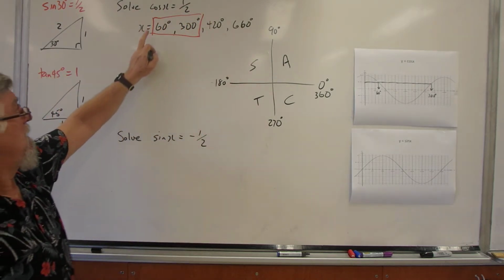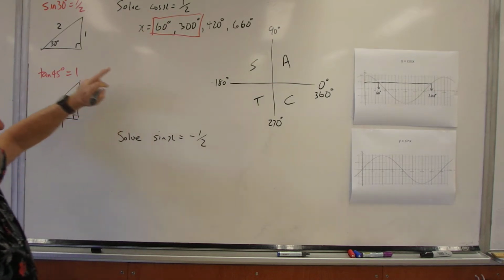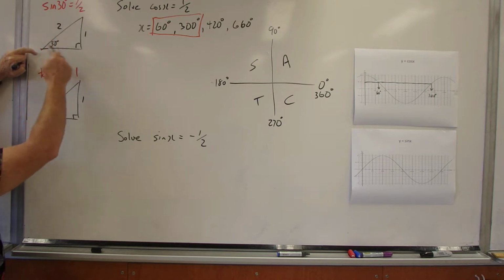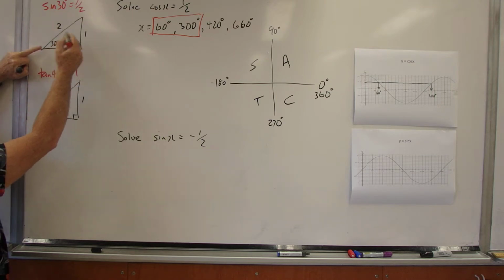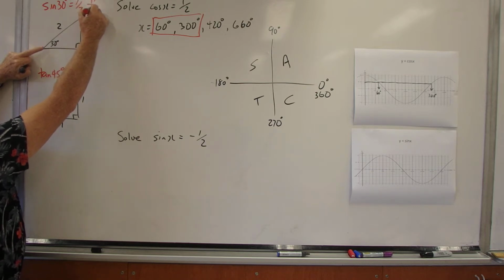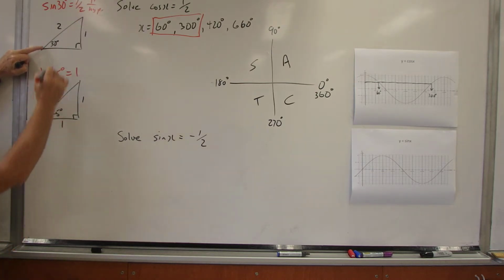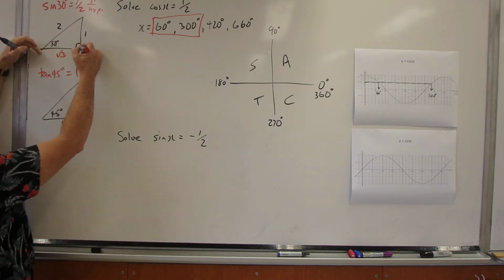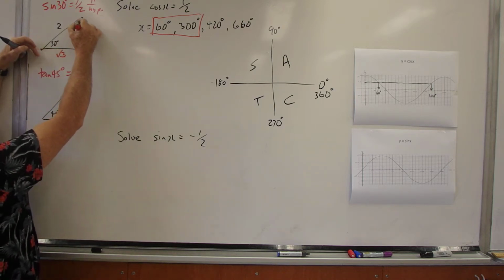Let's have a look at it. I want the cos to be a half. So if I go back to this triangle, hopefully you memorised or just remember the triangle. If it's 30 degrees, there's the 1, there's the 2, there's the opposite, and there's the hypotenuse. Using Pythagoras, that would be root 3. So if this is 30 degrees, this angle, because of the right angle, has to be 60 degrees.